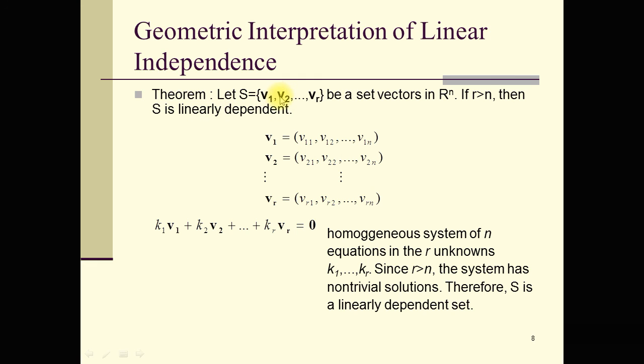For example, if we have a set S with three vectors v1, v2 and v3, but these three vectors are in two dimensions, so the number of vectors is 3 and the dimension is 2, then in this case the vectors will be linearly dependent.